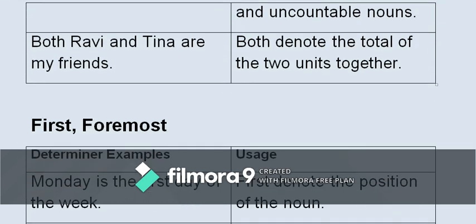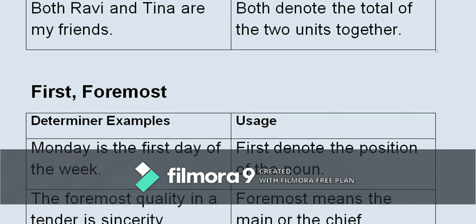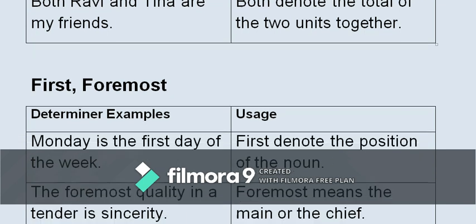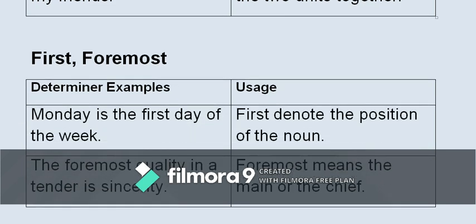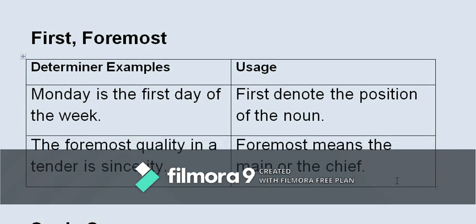Proceeding further, we have another example, a combination of pair of words, first and foremost. What is the difference between the two words? Monday is the first day of the week. That means the ordinal position. First denote the position of the noun. The foremost quality in a tender is sincerity. Foremost means the main or the chief. Here the meaning differs altogether.